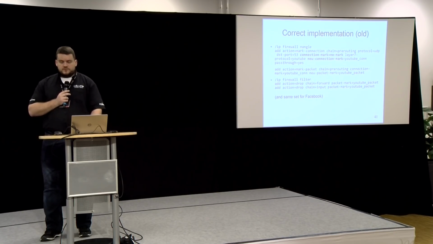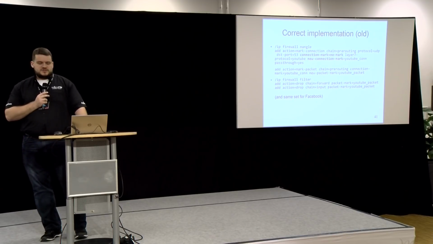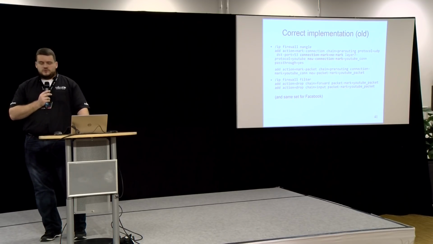So the proper way to use layer 7, and this is the old way, is to use the connection mark. So when you meet your pattern and this connection is not marked before, so nobody has recognized this connection as anything else, you mark the connection for this particular site, in my case YouTube. And when you've done that, you can do whatever you like with those packets. So for example, mark them and then drop them in the filter.